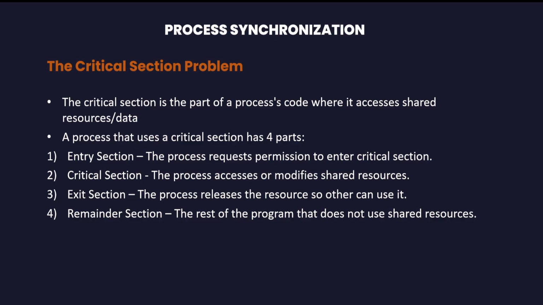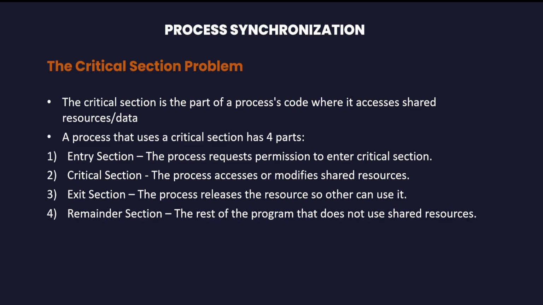The process that uses a critical section has four parts. First is entry section. The process requests permission to enter critical section. Second is the critical section, where the process accesses or modifies shared resources. Third is exit section.